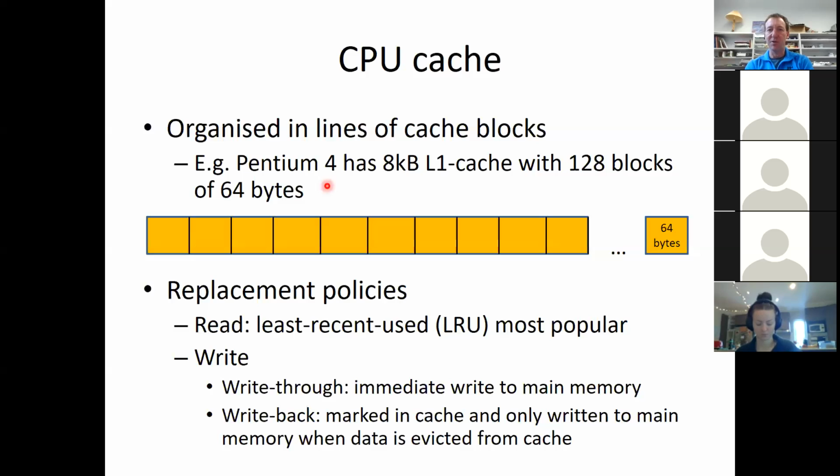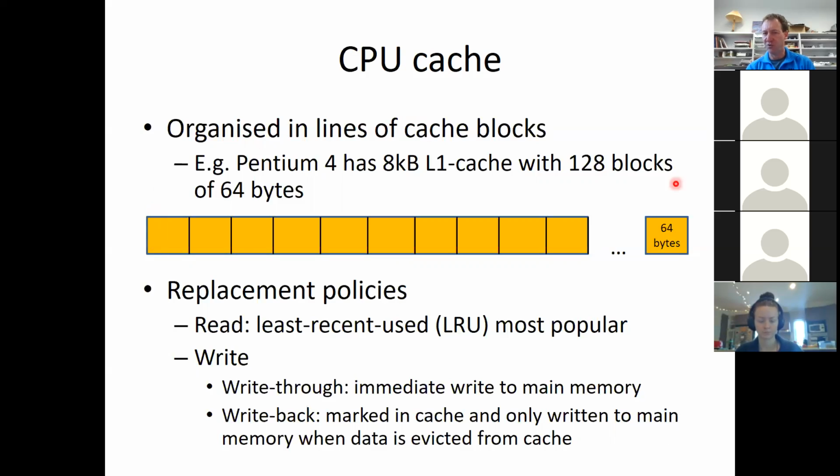So how is cache actually organized, and how do caches actually work on a CPU? As we already said, they are organized in lines or cache blocks. For example, on an old Pentium, it was an 8 kilobyte L1 cache, and the 8 kilobytes were organized as 128 blocks of 64 bytes. So it's really like you have 64 bytes and then 128 of these blocks, and each of these 64 bytes is one of these cache lines.